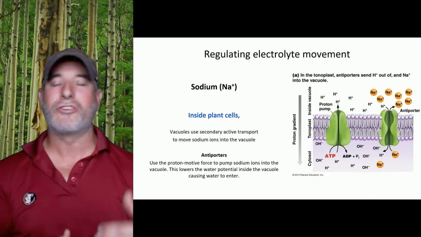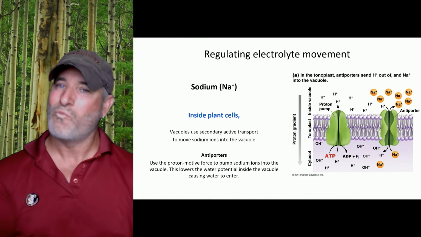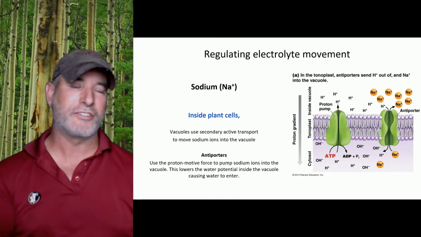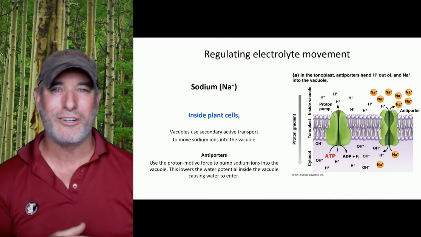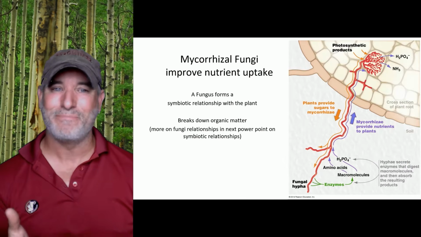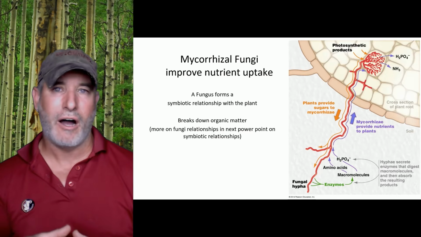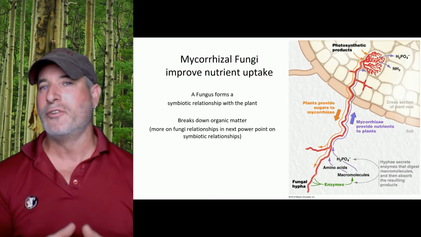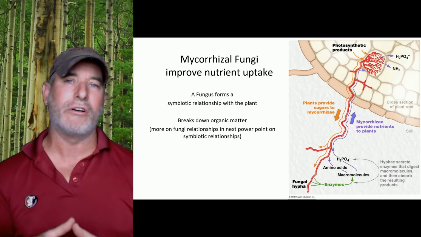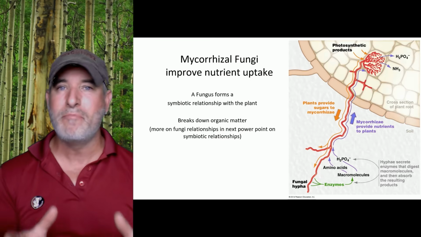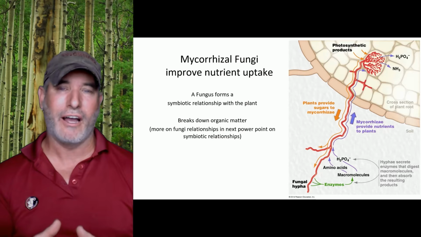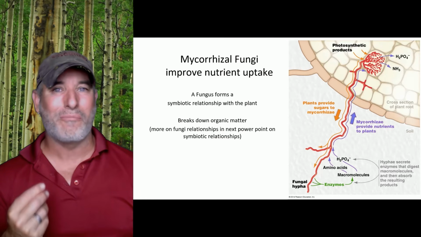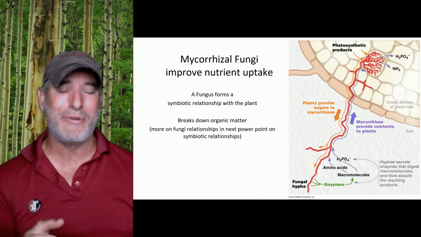And of course, once you start lowering water potential inside the vacuole, water will move in there through osmosis. The vacuole will swell, and you'll get an increase in turgor pressure inside the cell, and the plants won't wilt, even when it's dry outside. I'm not going to talk about this too much here, but another way that plants can improve nutrient uptake, especially in poor soils, is to have an association, a symbiotic relationship with mycorrhizal fungi that can actually help improve nutrient uptake in soils. And that is the subject for plant symbiosis, or how plants form symbiotic relationships.